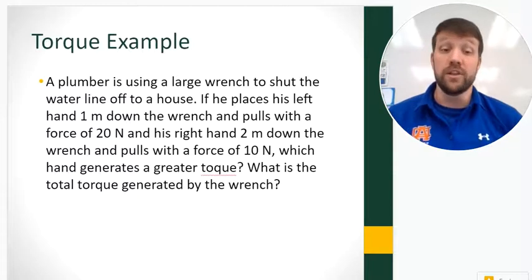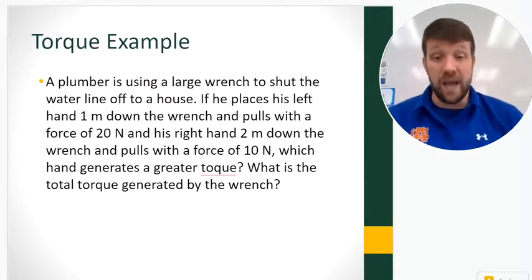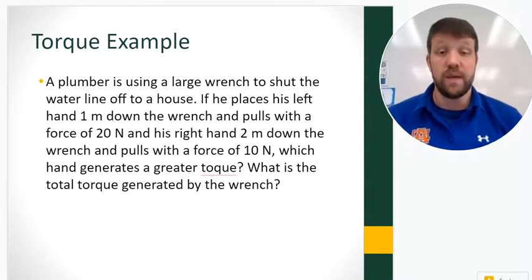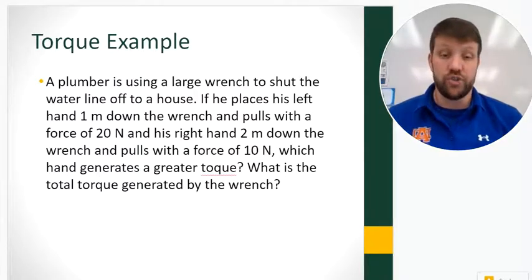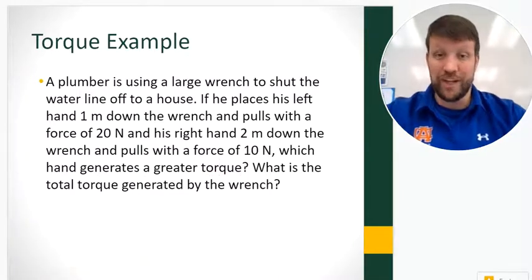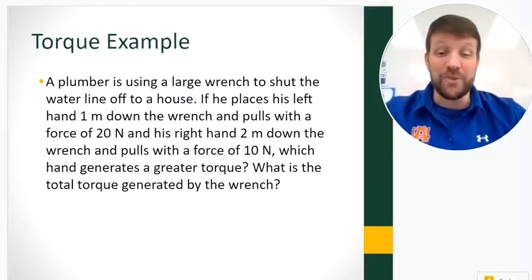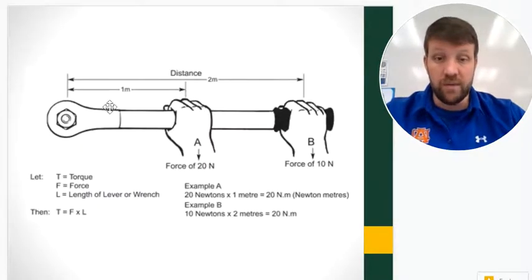A plumber is using a large wrench to shut the water line off to a house. He places his left hand 1 meter down the wrench and pulls with a force of 20 newtons, and his right hand 2 meters down the wrench and pulls with a force of 10 newtons. Which hand generates a greater torque? And what is the total torque generated? Now, again, we know right here, this is what we're looking at, 1 meter, 20 newtons, 2 meters, 10 newtons.